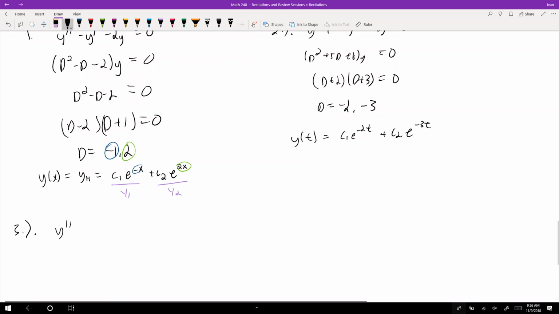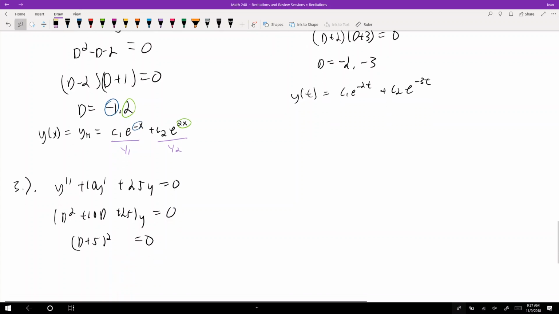Got y double prime plus 10y prime plus 25y is equal to 0. So now (D squared plus 10D plus 25) applied to y is equal to 0, and I've just given us the same problem over and over again. (D plus 5) squared applied to y is equal to 0. I guess you can drop the y. D is equal to -5 with multiplicity 2.